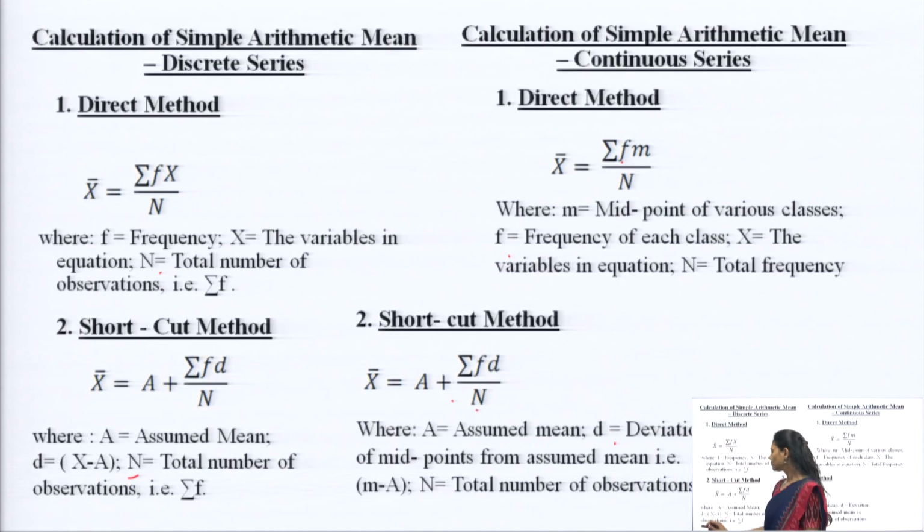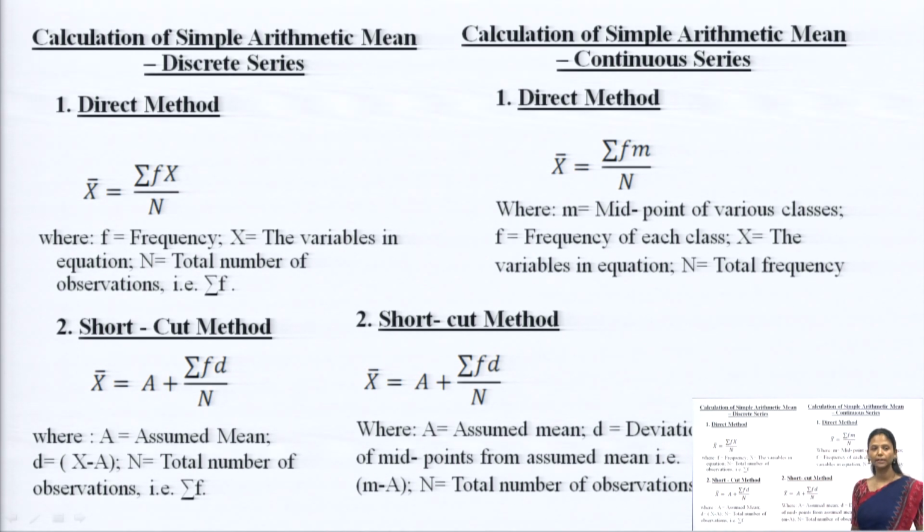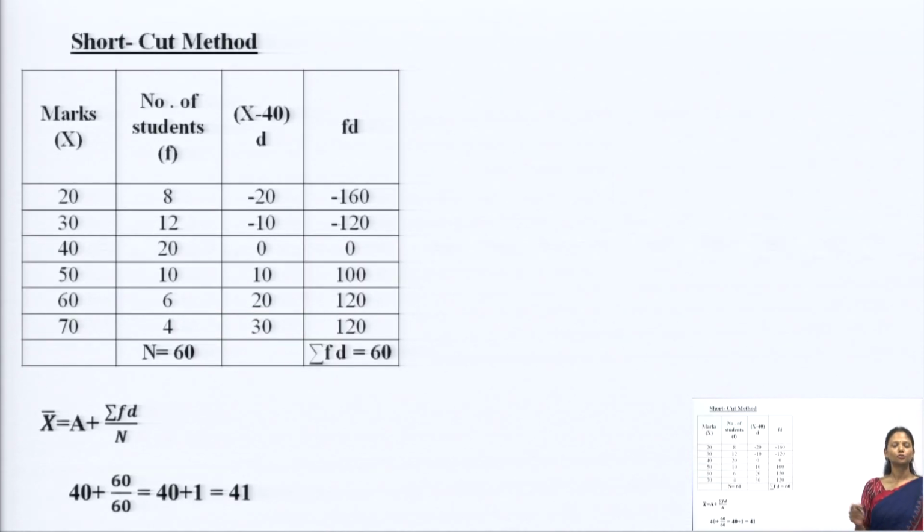The same question we can do with the help of the shortcut method as well, and we will get the same answer. It totally depends upon you which method you want to use, whether a shortcut method or a direct method. Whichever method you are comfortable with, you can use that method. The second method is called the shortcut method. For the same question, we have marks given to us, we have number of students given to us, it is a discrete series because we have frequency associated in the question.